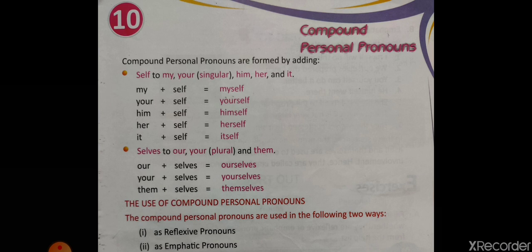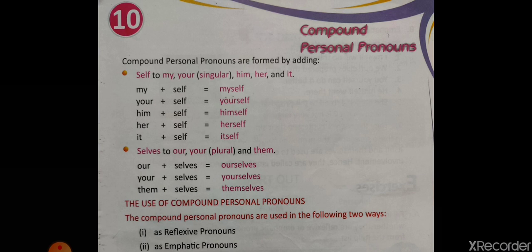Similarly, there are n number of words that are compound. For example, basketball, football, shuttlecock, cupboard, hair, earphones, rainbow. These are the words that are formed when we add two different words together. Similarly, compound personal pronouns have the same meaning. These are the pronouns that are formed when we add self to the personal pronouns.